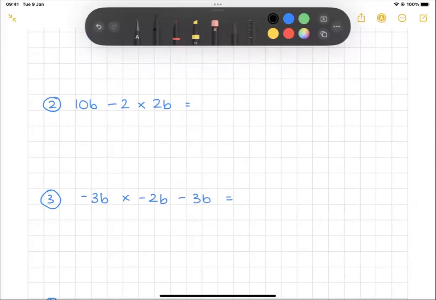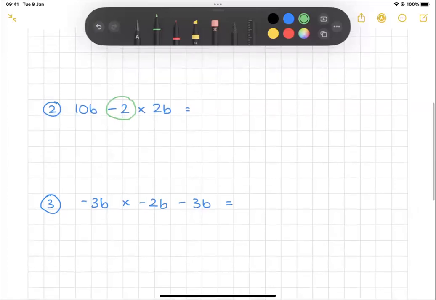10b minus 2 times 2b. Okay, do I have brackets? No, I don't. Do I have an indice? No, I don't. Do I have a division sign? No. Multiplication? Yes. My multiplication is here. Now, just like what we learned in collecting like terms with adding and subtracting terms, I don't only collect my numbers and letters, but I collect the sign in front of it. So I'm just going to circle it so that it makes it easy for me. And I'm going to multiply these two numbers together. So negative 2 times 2b should get me to negative 4b.